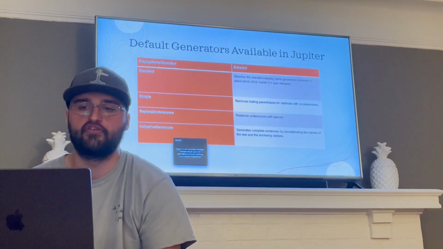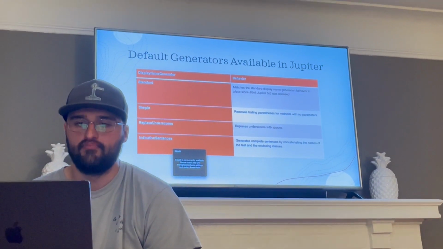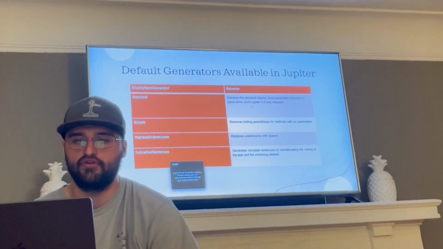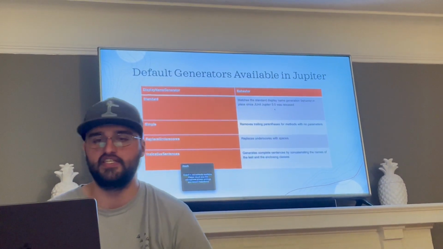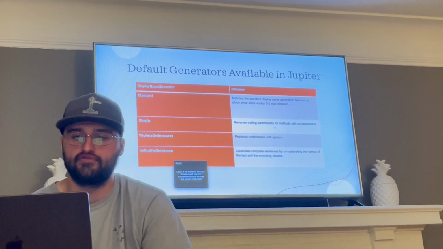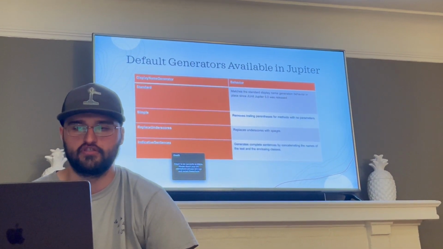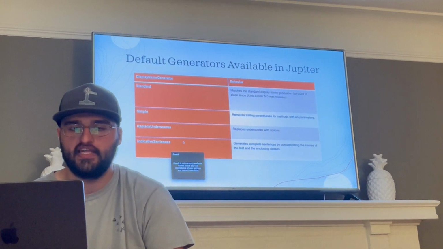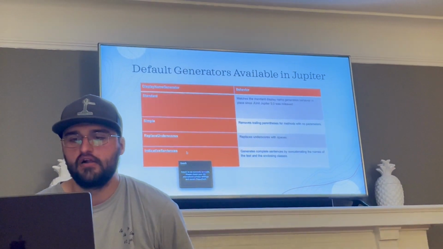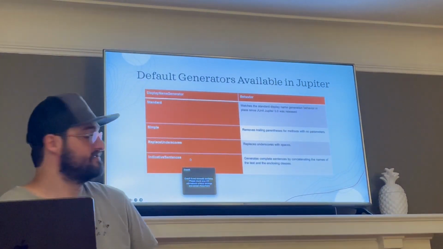Default generators that are available in Jupiter. Standard matches the standard display name generation behavior in place since JUnit Jupiter 5.0 was released. Simple removes trailing parentheses for methods with no parameters. Replaces underscores with spaces. And indicative sentences generates complete sentences by concatenating the names of the test and the enclosed classes.